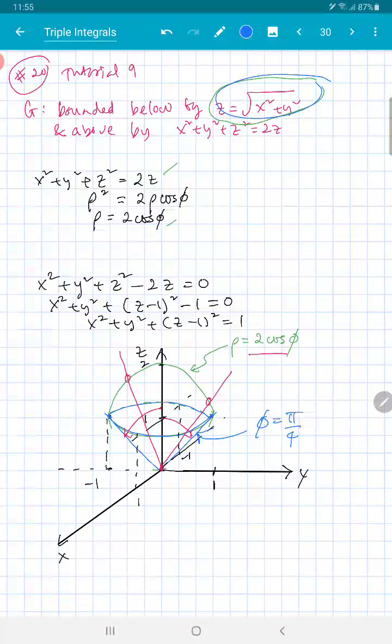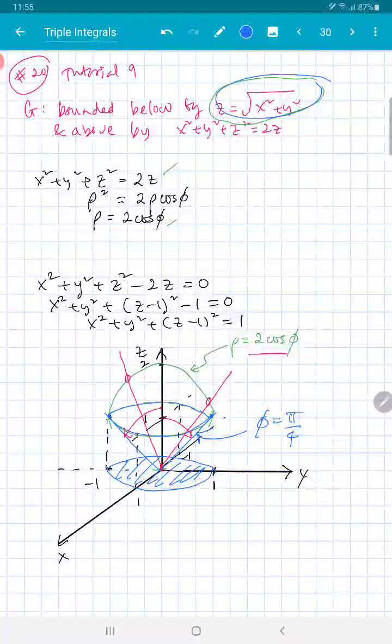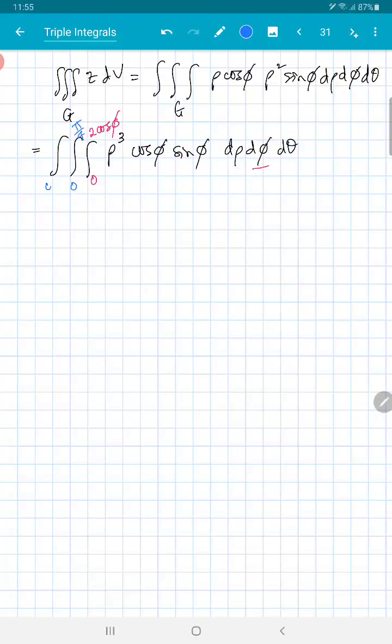Now let's get the limits for theta. For theta, you just project your solid G onto the xy plane, and you can see that it's a circle. For the whole circle, theta is going to be from 0 to 2 pi. Okay, right, now let's evaluate.